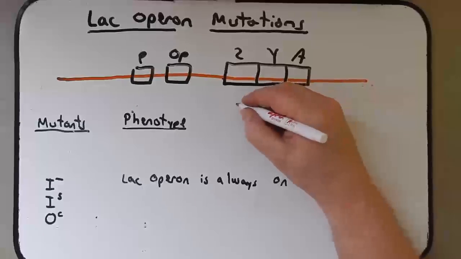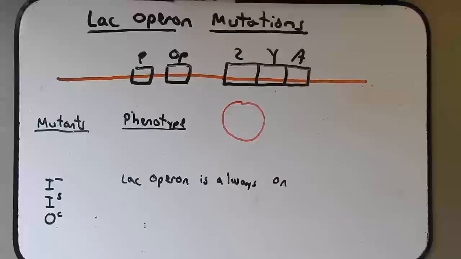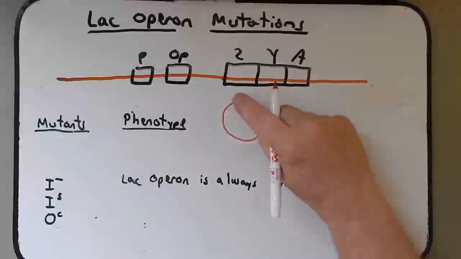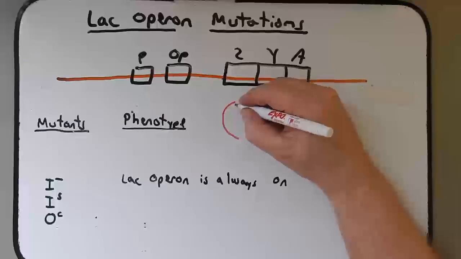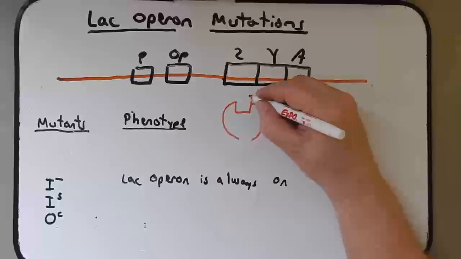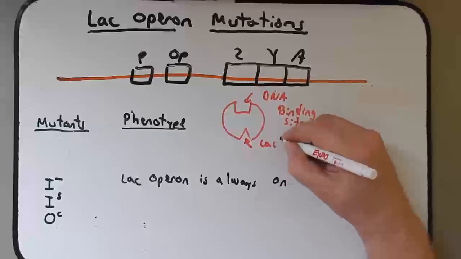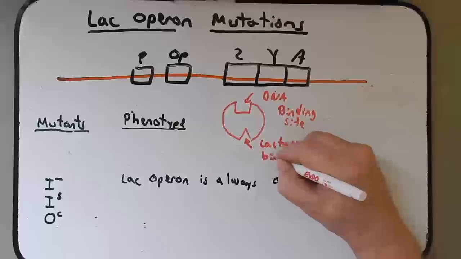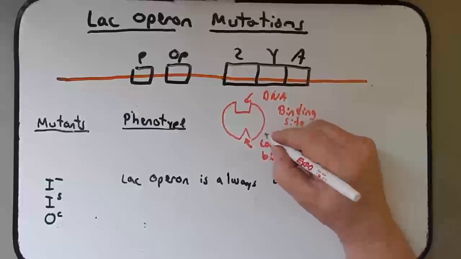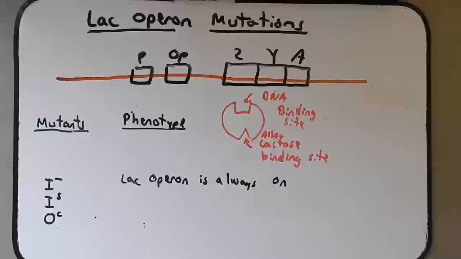Up to now, I've always drawn, kind of in a generic way, the repressor looking like this. However, that's not very accurate. The repressor really has two specific binding sites. It has a DNA binding site and a lactose binding site. Or rather, more accurately, I should call it an allolactose binding site.